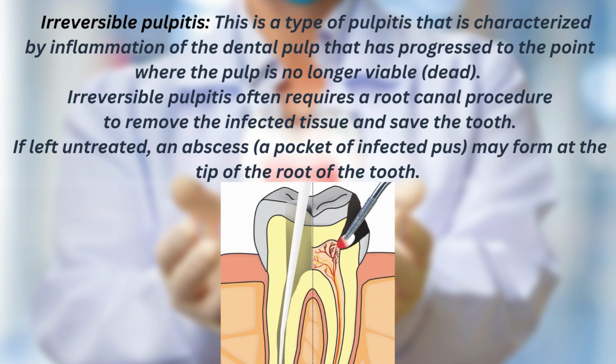Irreversible pulpitis. This is a type of pulpitis that is characterized by inflammation of the dental pulp that has progressed to the point where the pulp is no longer viable, is dead. Irreversible pulpitis often requires a root canal procedure to remove the infected tissue and save the tooth. If left untreated, an abscess, a pocket of infected pus, may form at the tip of the root of the tooth.